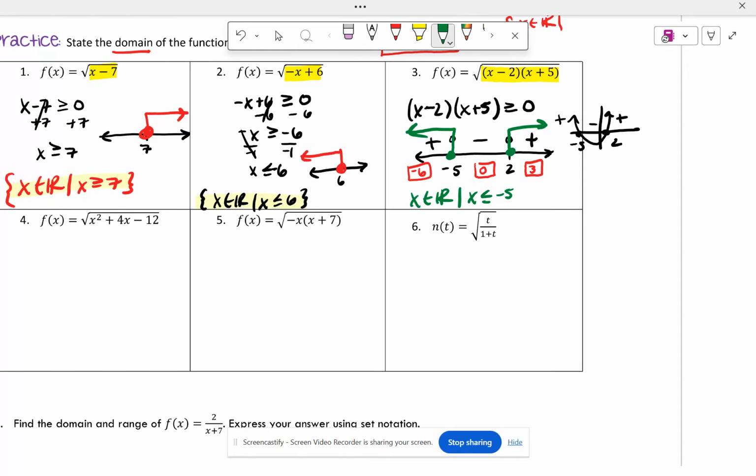Now this one's a little trickier, but it's the same algorithm every time. You see a square root symbol, you take the part under the radical, and you set up an inequality to find all the values where that is greater than or equal to 0. So now I would split and solve. This one would become negative x equals 0, which just means x equals 0. This one would become x equals negative 7. Those become my pieces on the number line.